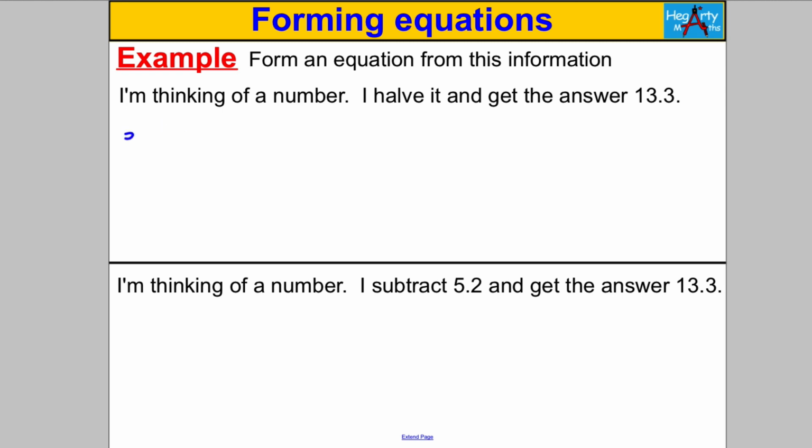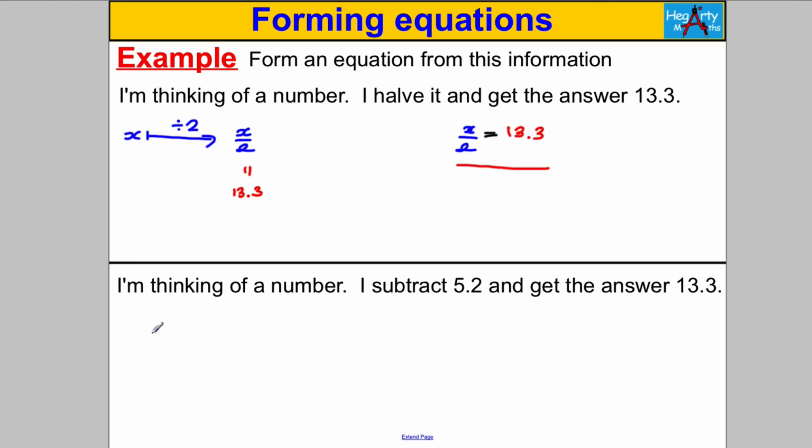Okay, I'm thinking of a number, x. I half it, so I'm dividing it by 2. How does a mathematician write x divided by 2? They write x over 2, that's right. And I know that gives me 13.3. So writing it in nice neat algebra, x over 2 must therefore equal 13.3. Okay, that's my equation formed.